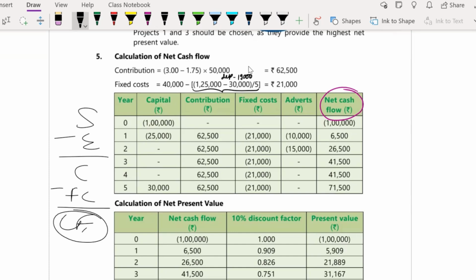Okay. So here in year 0, you had an outflow of 1 lakh rupees, and at year end 1, you had an outflow of 25,000 rupees. As I told you in the question, 1,25,000 has been split in two. So your net cash flow at year 0 will be 1 lakh.